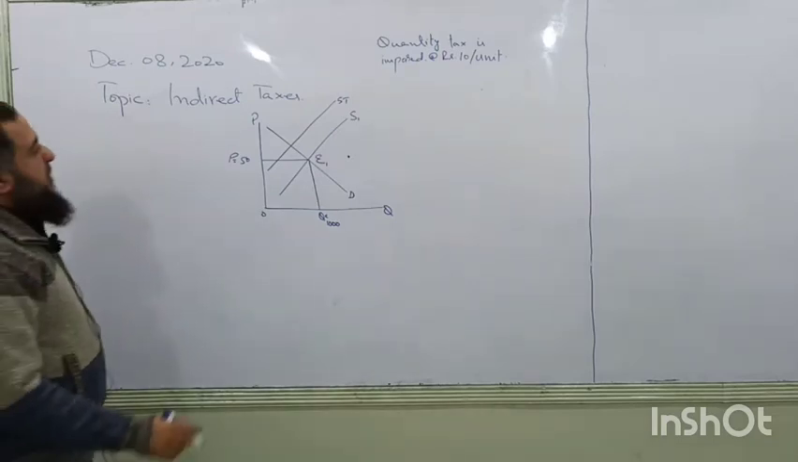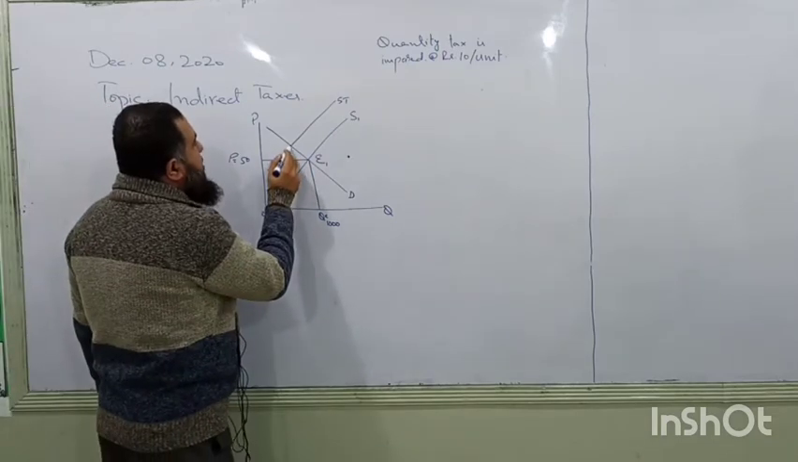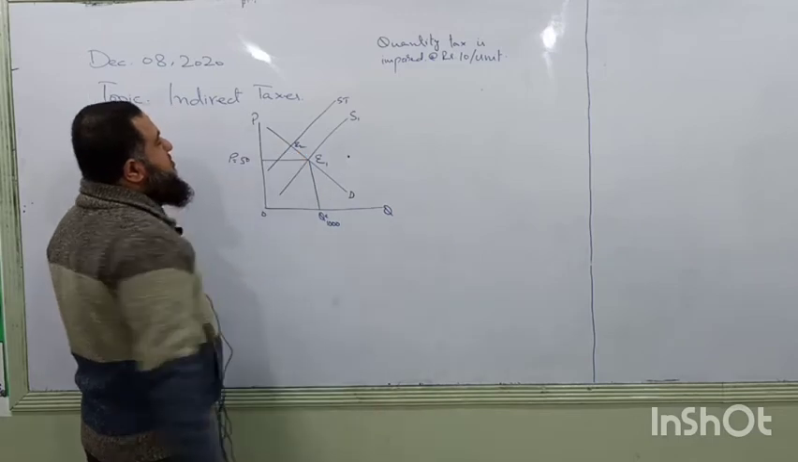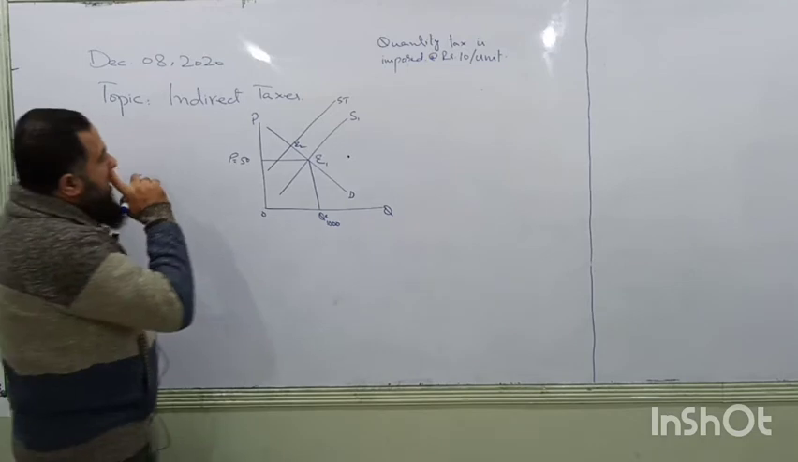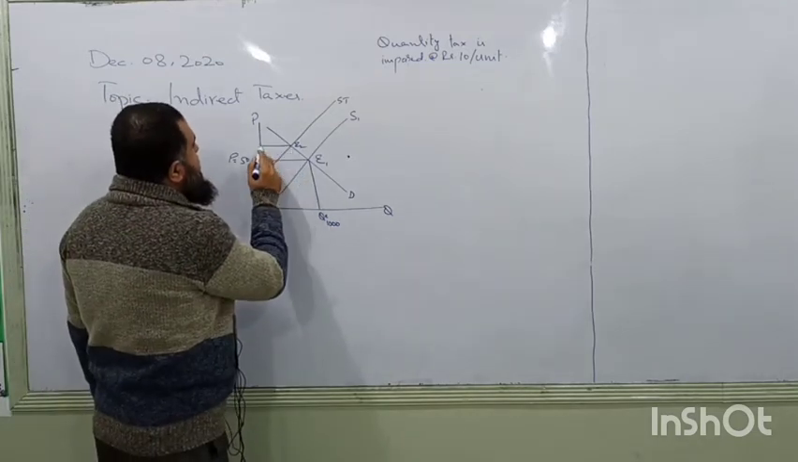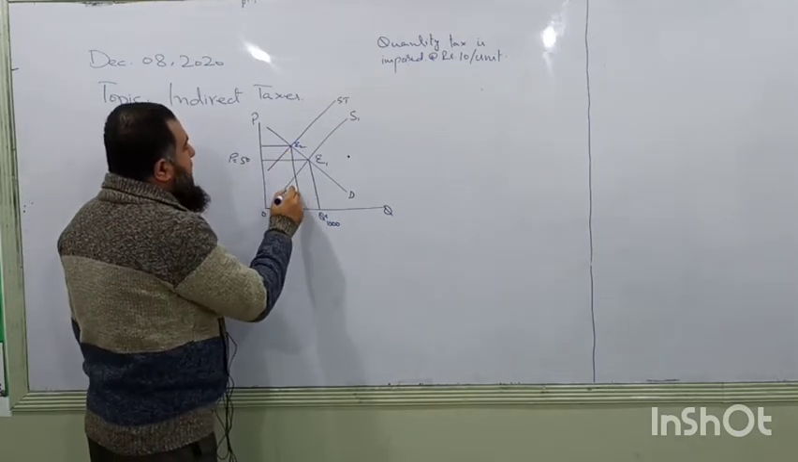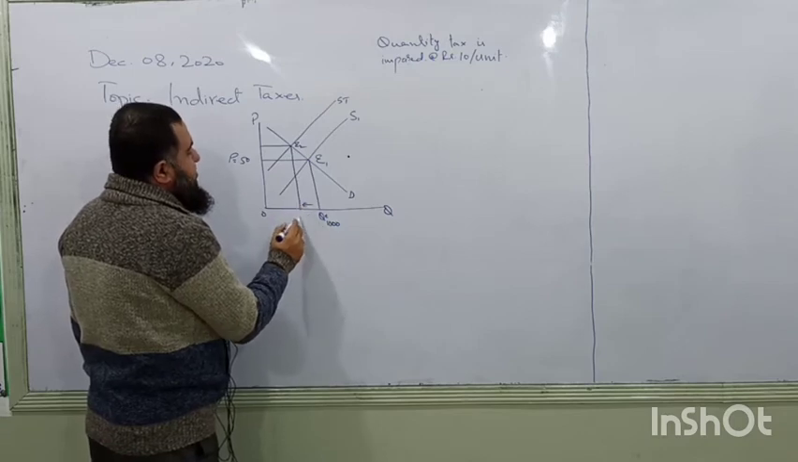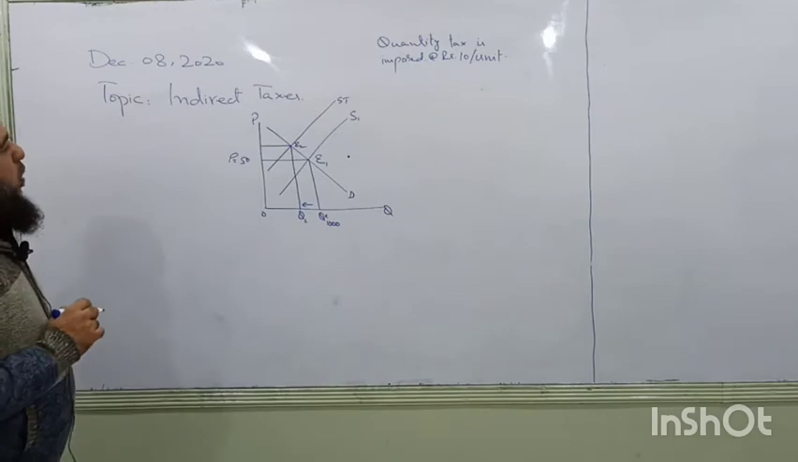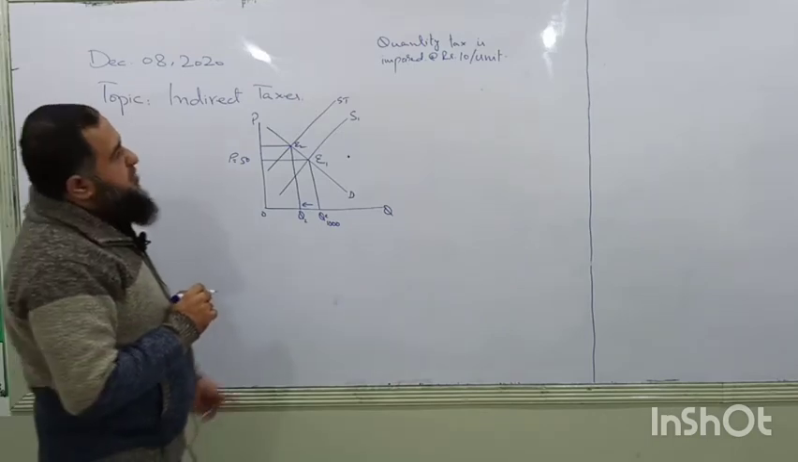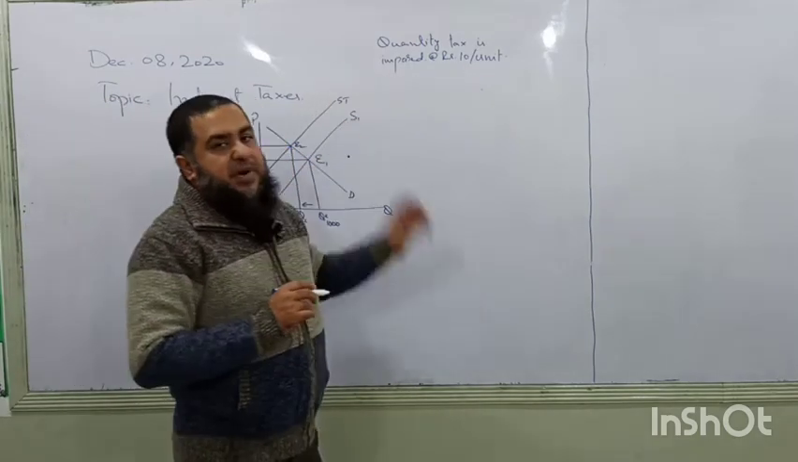Now a new equilibrium is formed at E2. Draw the price now and draw the perpendicular to show the quantity. Now the quantity has decreased. What is happening? Government has imposed a tax of rupees 10 per unit.